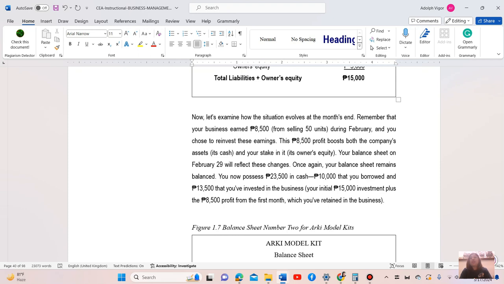You now possess 23,500 in cash. This is your balance sheet. So 10,000 that you borrowed from your parents and 13,500 that you invested in your business. So your initial investment of 5,000 plus 8,500 profit from this month, which you've retained in the business. So a total of 13,500 from the owner's investment, or owner's equity.